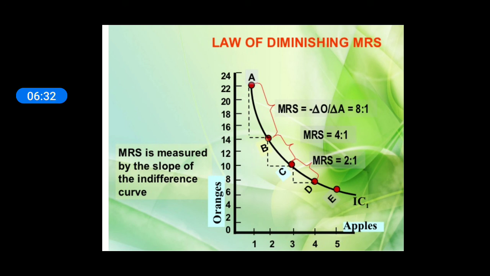And after that, when he moves from D combination to E combination, he will sacrifice one more unit of orange for one more unit of apple. So the marginal rate of substitution is diminishing. Firstly, for the first apple he is sacrificing 8 oranges, then for another apple he is sacrificing 4 units of orange, and then again for one more apple he is sacrificing 2 oranges, and after that for one more apple he is ready to sacrifice one orange. This is the law of diminishing marginal rate of substitution.